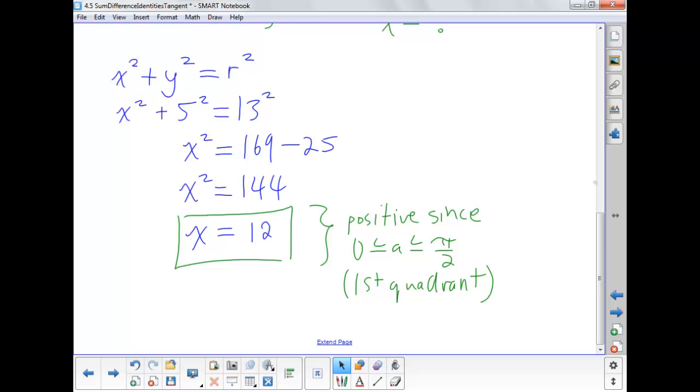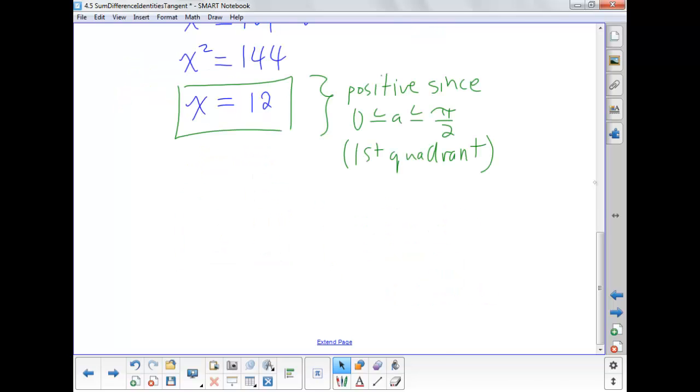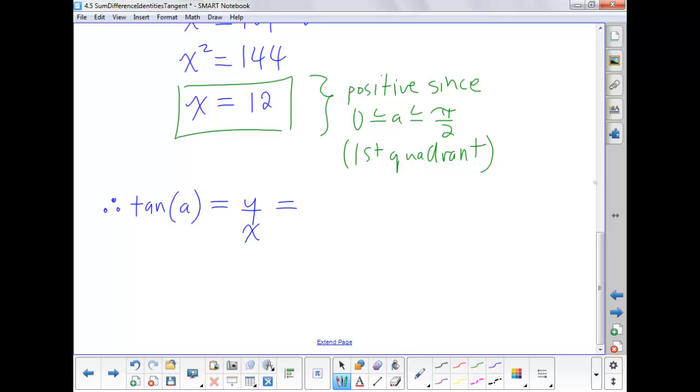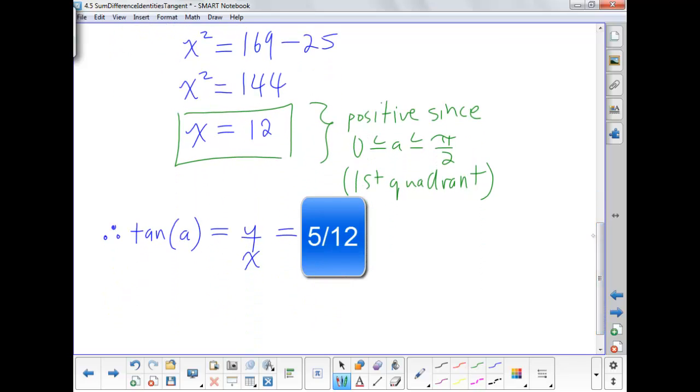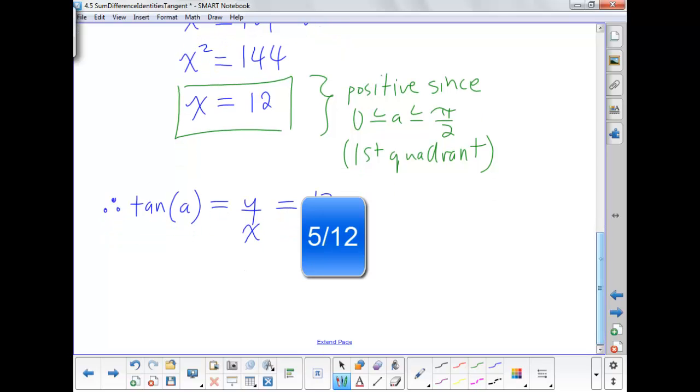Now what this would allow me to state, now that I know x, is that tangent of angle A is supposed to be the ratio of y over x. So it's 12, and we knew that y was 5, so tangent of A is going to be equal to 12 over 5. Now we got a positive ratio here for tangent, which makes sense since we are in the first quadrant. Okay, so we've got kind of half of the information that we were looking for.